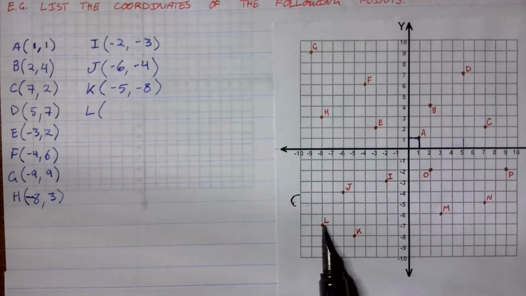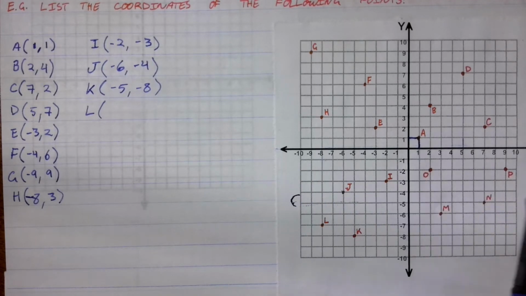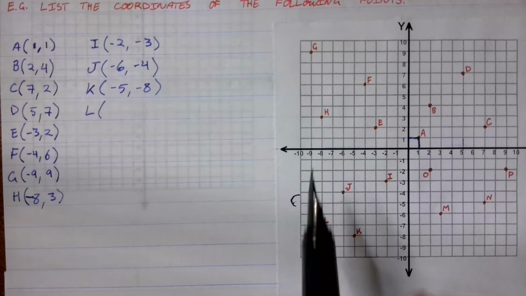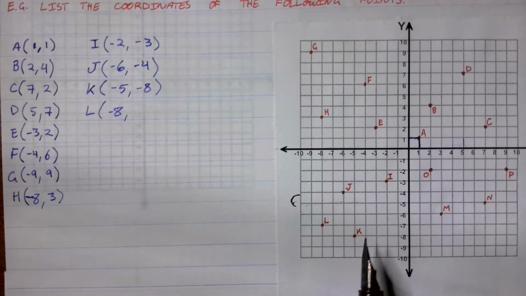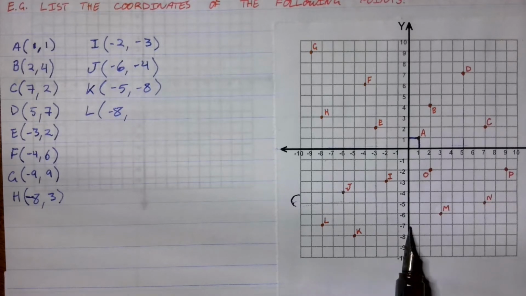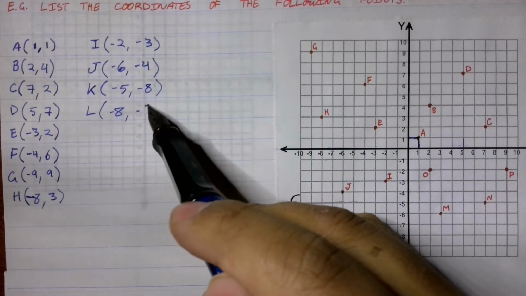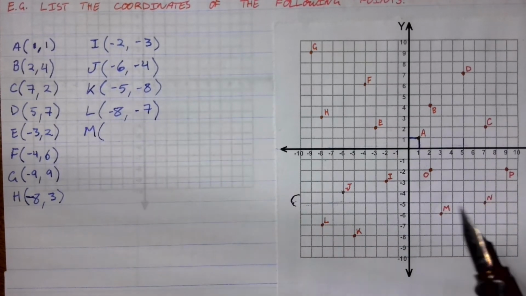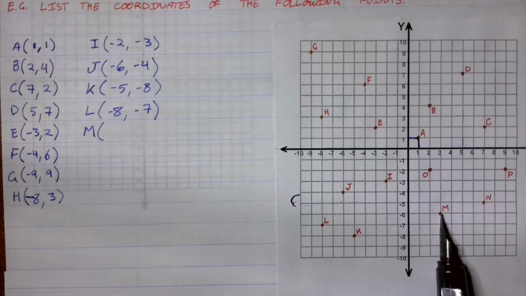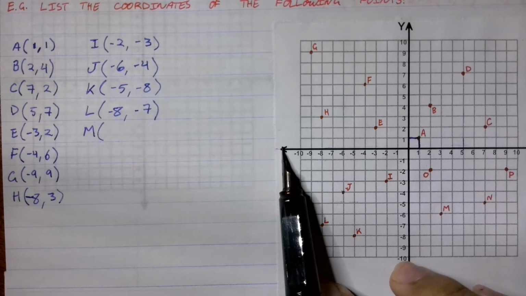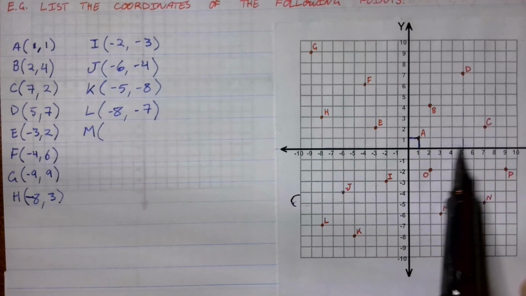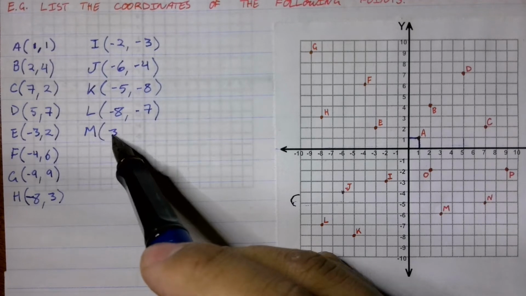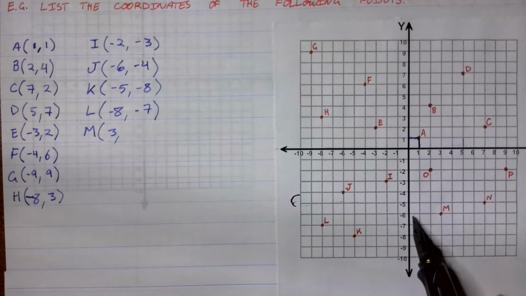L is, remember, always the x-axis first. L is x-axis first, that's -8 and -7. Letter M. Letter M is here. So M, x-axis first, so this number here. Which number does this match up to? Which is 3, M, and -6.